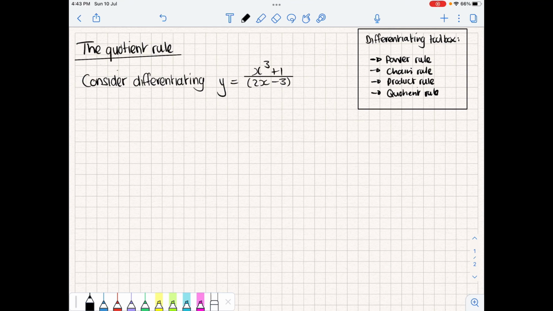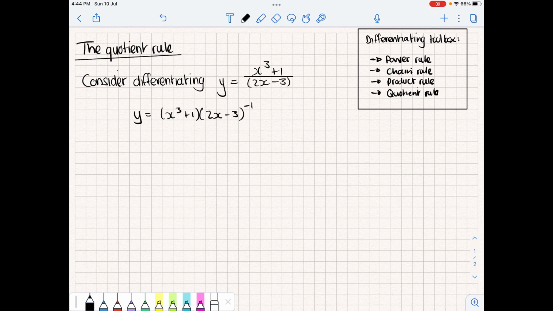We have y equal to some function divided by another function, okay? And it might be simple to just rearrange this function, right? So we could rearrange this exact function into x cubed plus 1 and then bring this using our index laws up to the top. And now we just have a product, and so we could just use the product rule to differentiate this. However, what if we would rather like to consider it as a quotient? Okay, so is there a quotient rule?